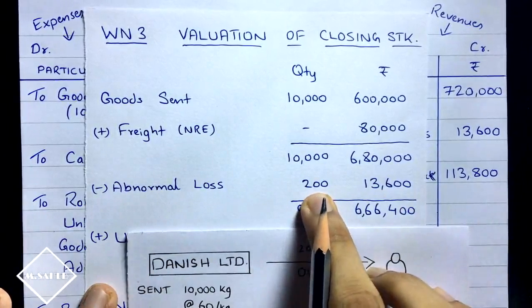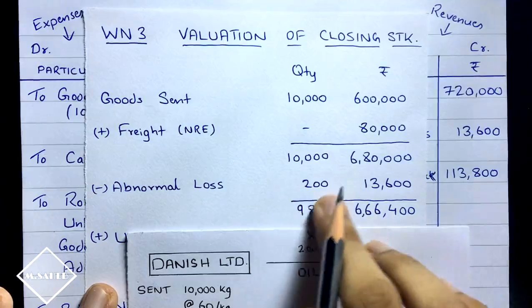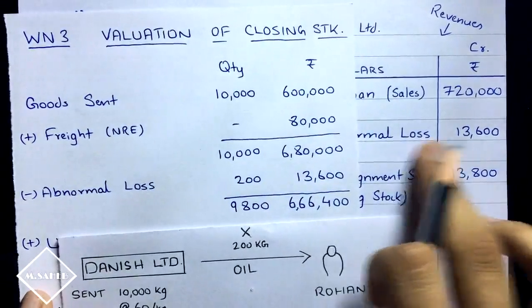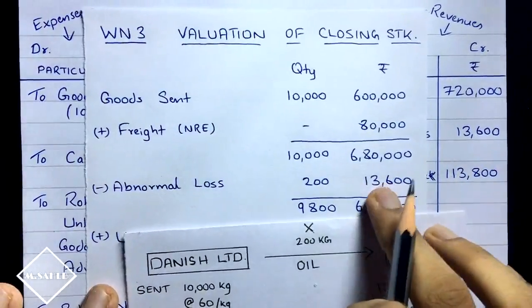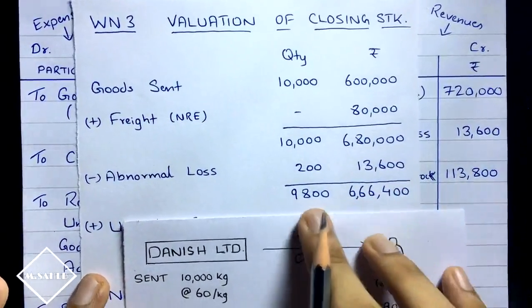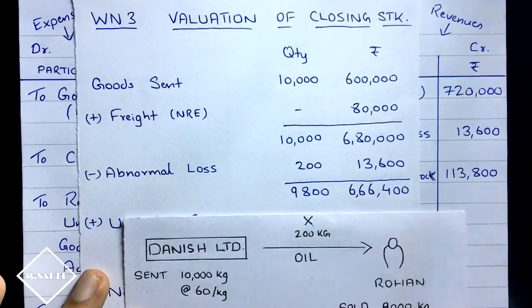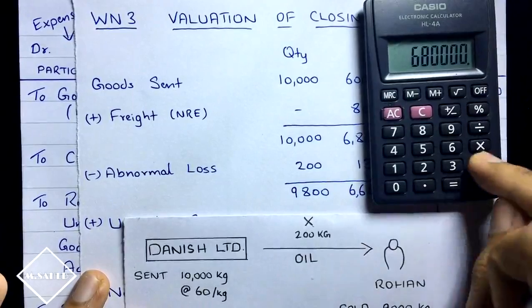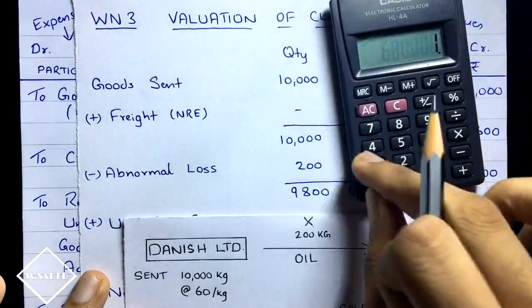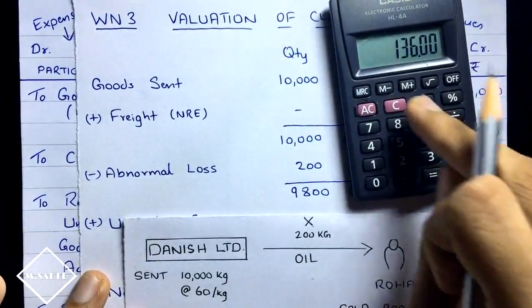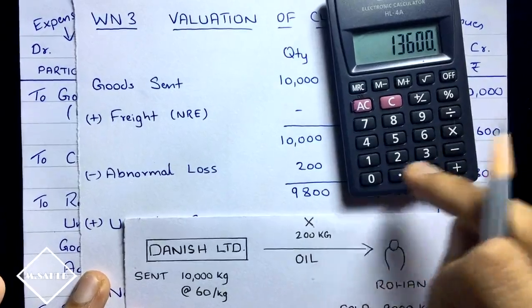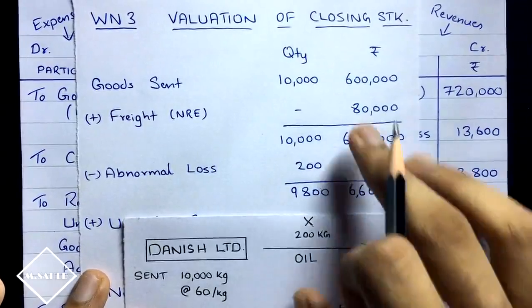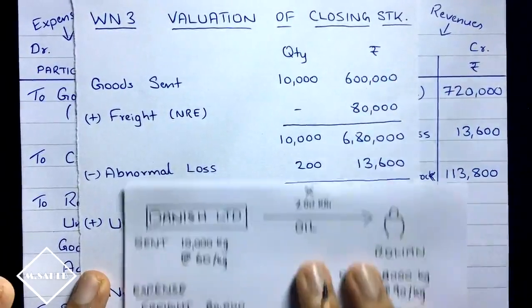200 kg were destroyed, and the value of 200 kg was 13,600, right? We calculated that, the valuation of abnormal loss. So take that 13,600 and subtract it, and the quantity becomes 9,800. And 6 lakh 80,000 minus 13,600 gives you 6,66,400. Simple. Okay, and then very next, what happened?